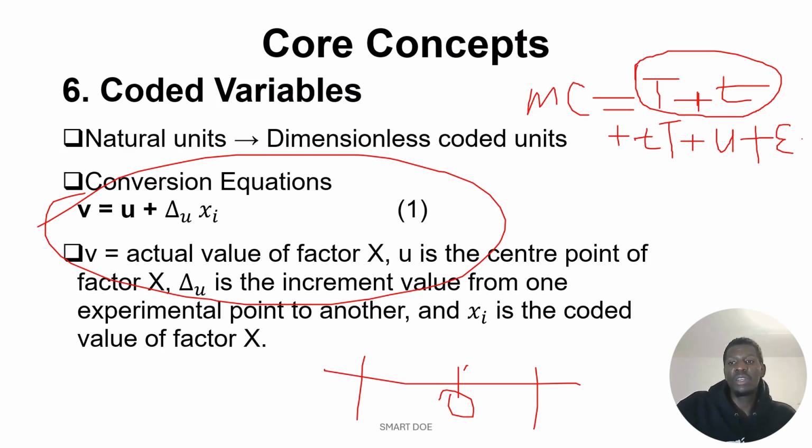So in the standard form for a two-level factorial design, the coded values are always from -1 to +1 for a standard two-level factorial design. It's always from -1 to +1, where -1 is always the lower level of factor x, and +1 is always the upper value of factor x.